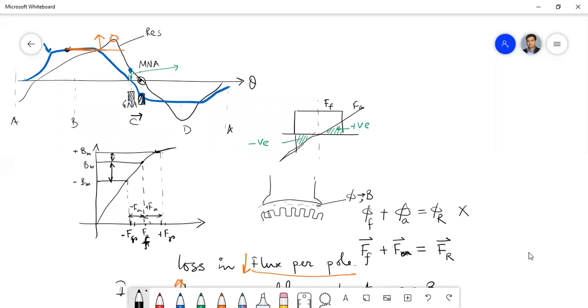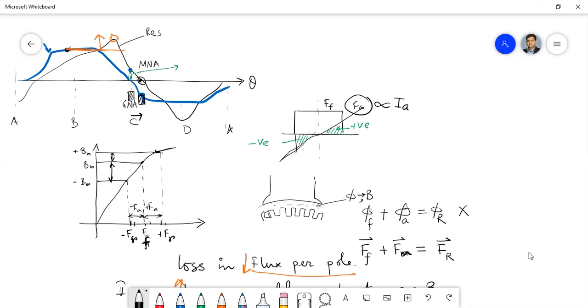Suppose you have shifted the brush. Where will you shift it? At the MNA. Well, but you don't know where the MNA is created. You don't know how much armature reaction is taking place, because the armature reaction depends on the armature current. So this FA depends on the armature current.